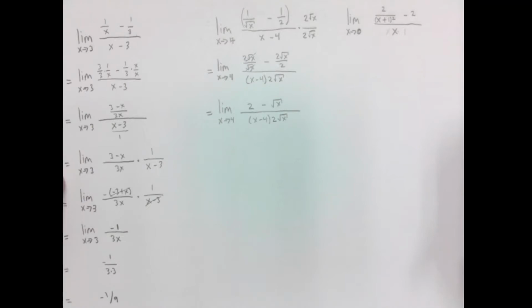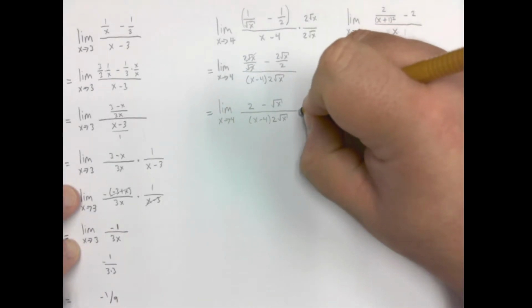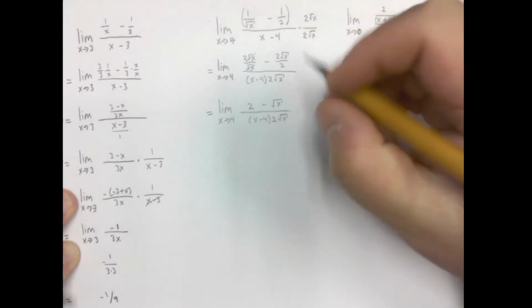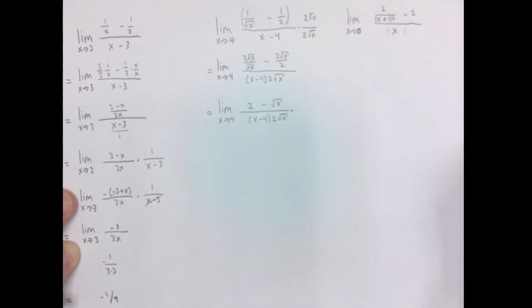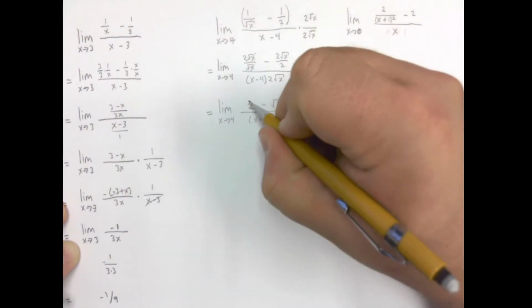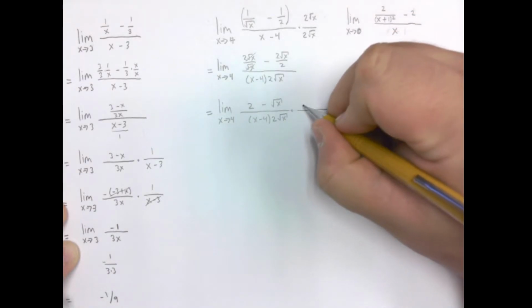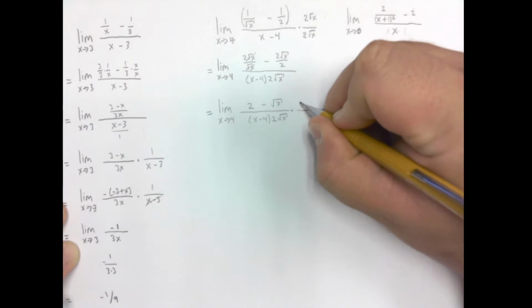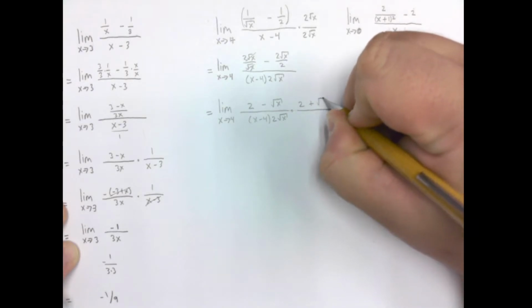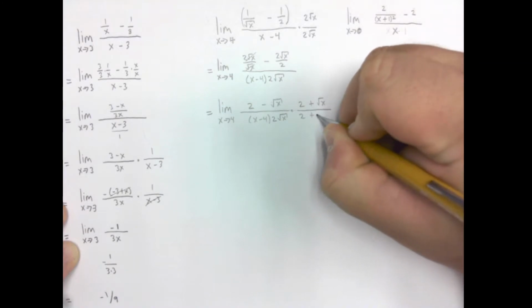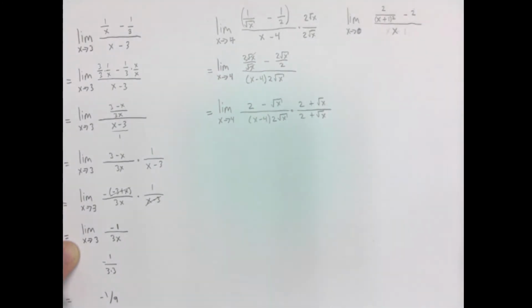But I think what we can do is employ a strategy that we've talked about before, which is rationalizing the numerator. So let's see what happens if we multiply the numerator by the conjugate of the numerator, and of course we have to multiply the denominator by the same value. So we're going to multiply by the conjugate of 2 minus the square root of x, which is 2 plus the square root of x, of course, divided by itself.